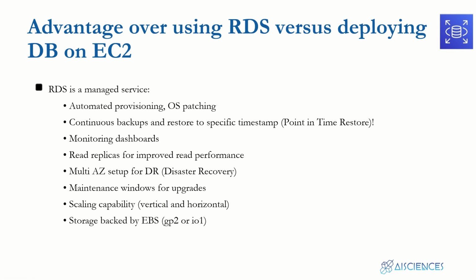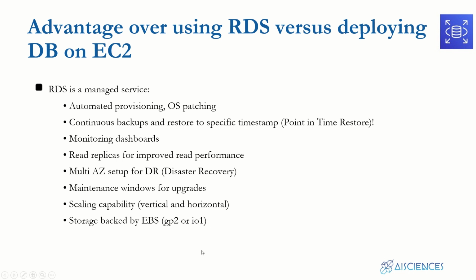Right? So what are the pros of using RDS over deploying a database on some EC2 instance? Well, there are many pros. RDS is a managed service. There's a good management level in RDS. We have the provisioning, which is automated in it, and we have continuous backups. Like it backs up automatically, and we can restore to a specific timestamp as well. We have different timestamps. Let's say 5 minutes ago, 10 minutes ago, any point, right? And we have monitoring dashboards for the performance metrics as well. Then we have the read replicas for improved read performance. Like you can create replicas of your current database as well.